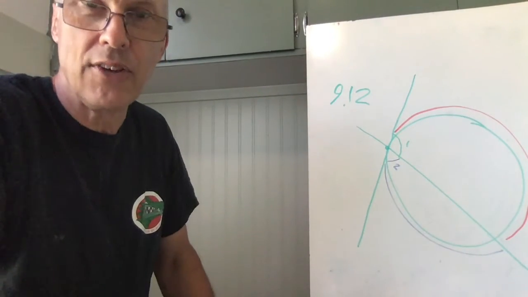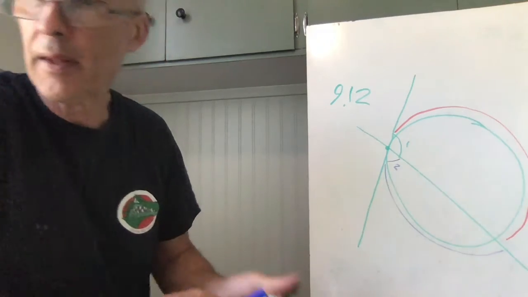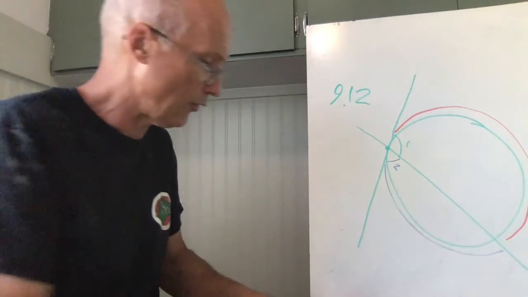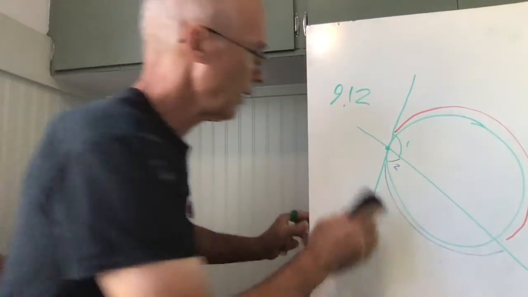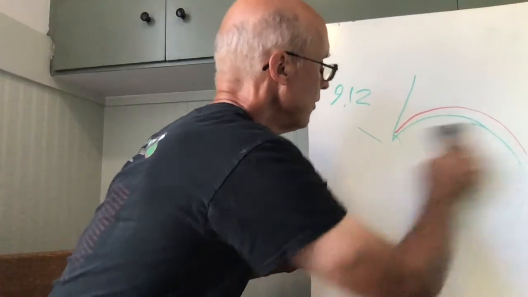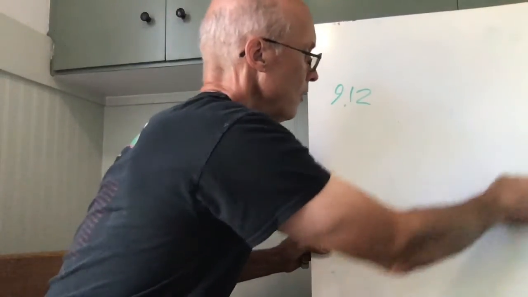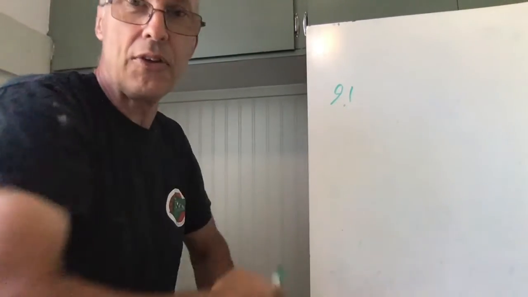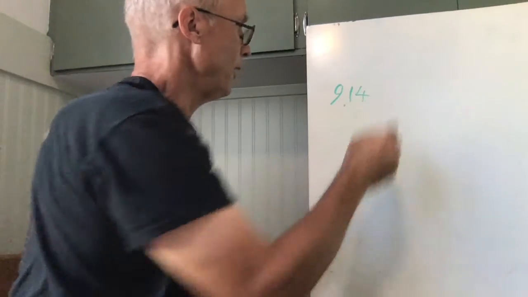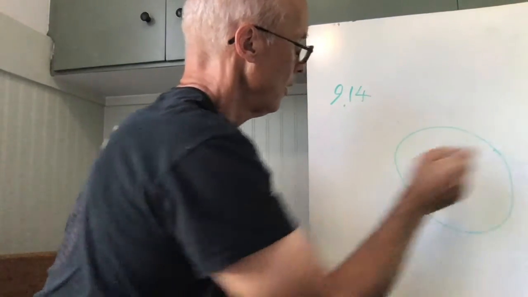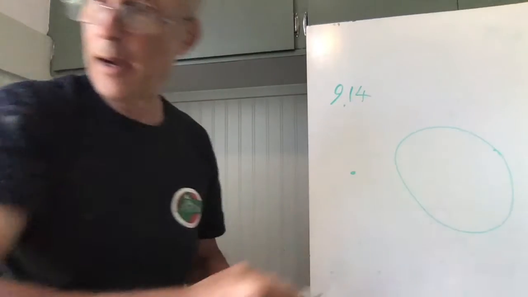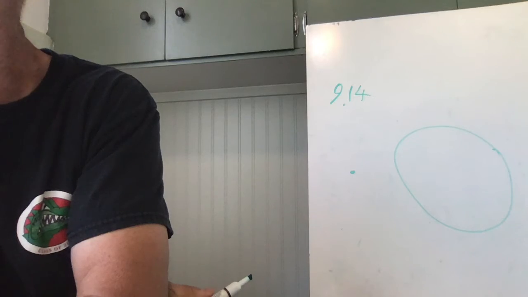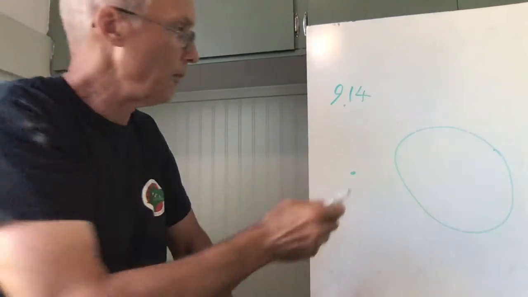Now, what's the third case? I bet you can figure it out. The third case is if they meet on the outside of the circle, of course. Whoops, sorry, that was 9.13. So now this is 9.14. So we got two secants or a secant and a tangent or two tangents, okay?